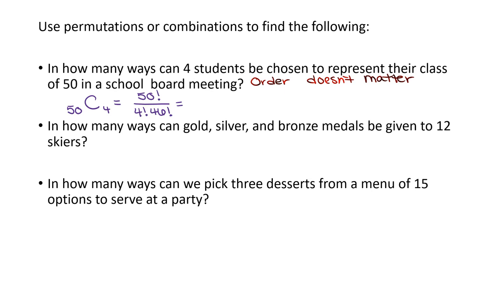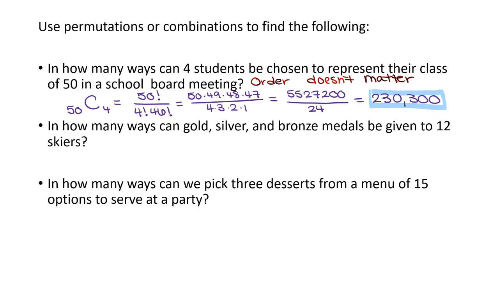To do this computation, I'm going to get rid of that 46 factorial, and that's going to get rid of, on the top, all of the numbers from 46 down. So I'm just left with the 50 times 49 times 48 times 47. 46 and down is gone. I got rid of my 46 factorial, and then on the bottom I still have the 4 factorial. So 4 times 3 times 2 times 1. I'm going to put this into my calculator, and I ended up getting 230,300.